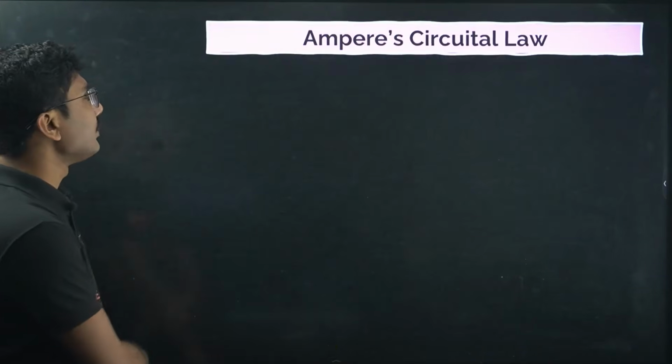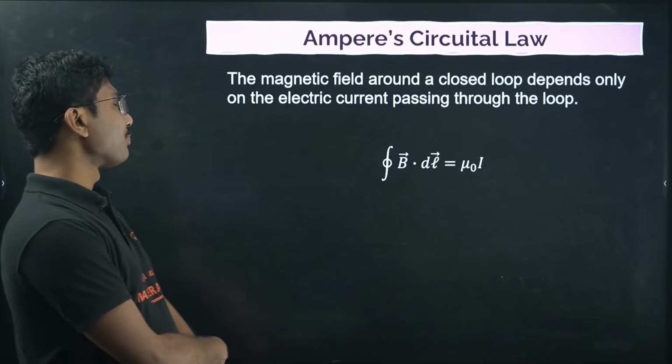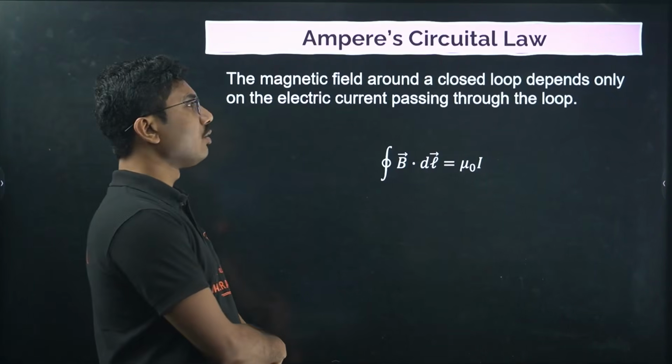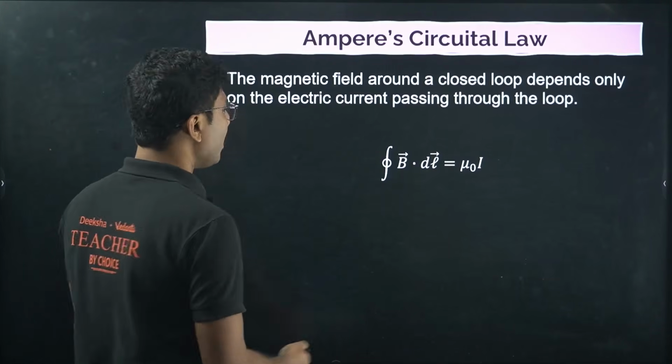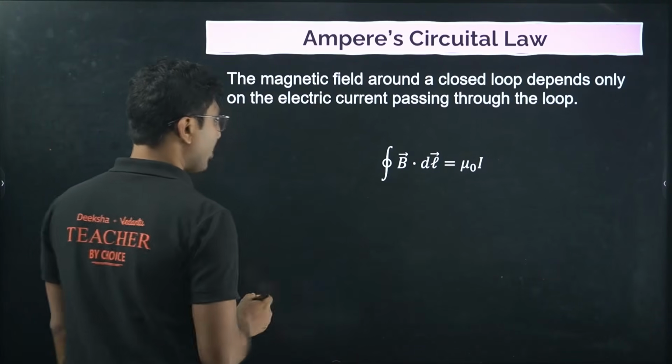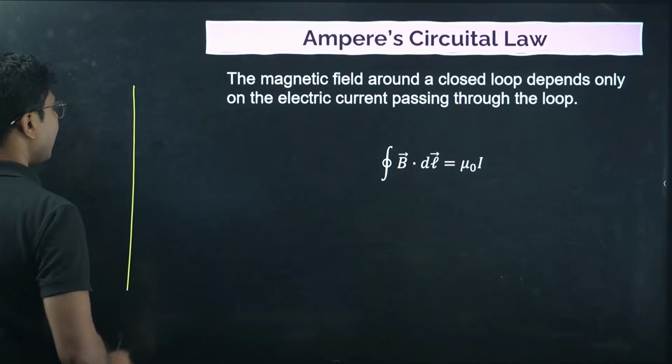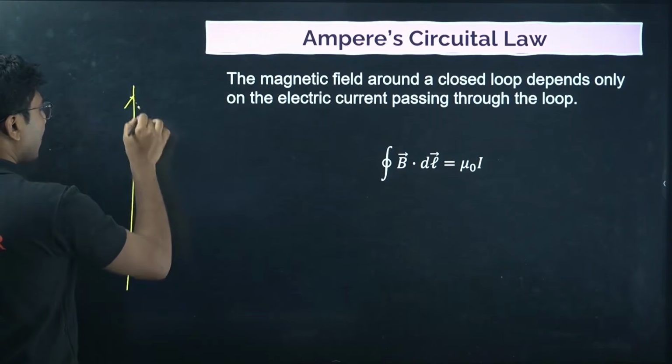Now let's move on with Ampere's circuital law. The magnetic field around a closed loop depends only on the electric current passing through the loop. So here we have B dot dl is equal to mu naught I. Suppose we have a current carrying wire. One wire or more than one wire does not matter.